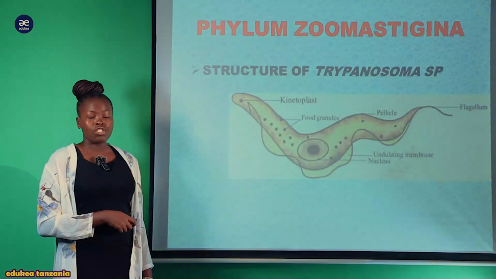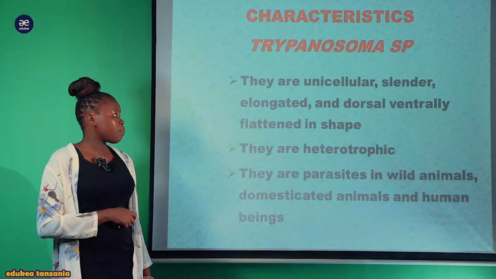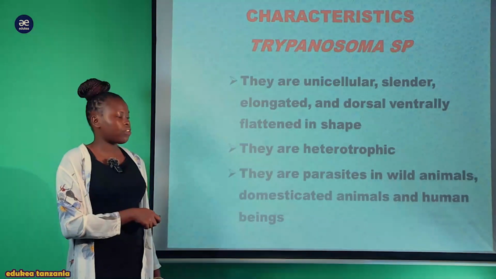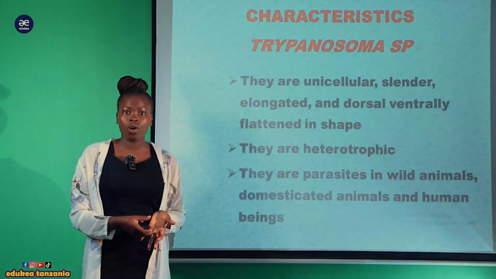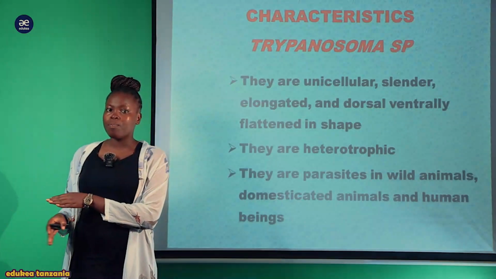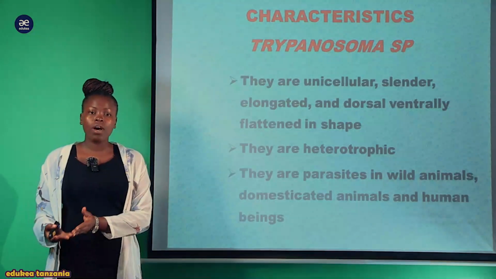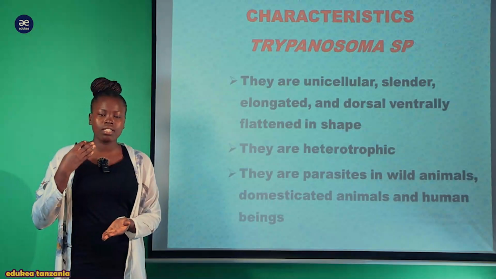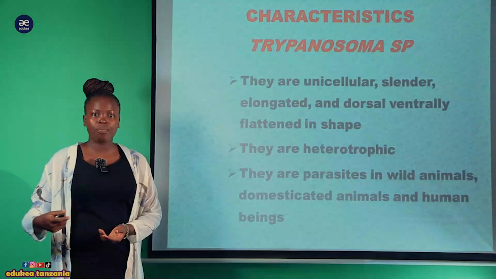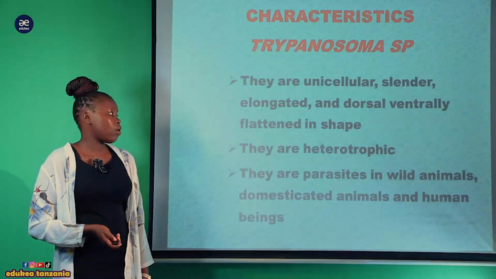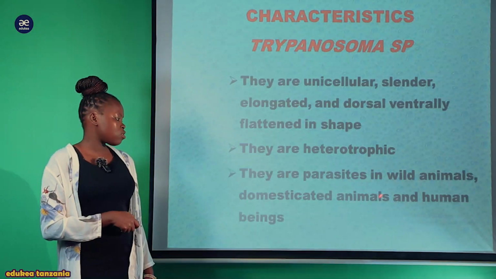Also, they are heterotrophic, meaning that they depend on the host to complete their life cycle, and they get their food by absorbing nutrients from the blood. They depend on sucking the blood from the host for their food. Also, they are parasites in wild animals, domesticated animals as well as human beings.